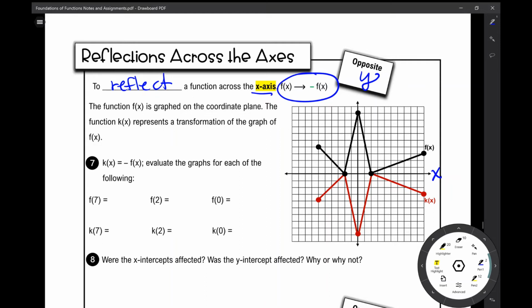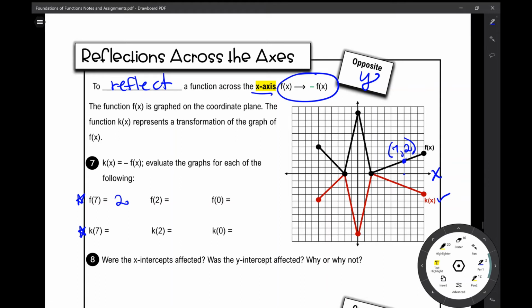Let's move on. The function f of x is graphed on the coordinate plane. The function k of x, that's right here, represents a transformation of the graph of f of x. So number 7 says k of x equals negative f of x, or opposite f of x, whatever you want to say. Evaluate the graphs for each of the following. So we're going to evaluate f of 7, and then k of 7. So f of 7 is right here. Here's where 7 is. Here's the graph where x is 7. So when x is 7, y is 2. So f of 7 is 2.